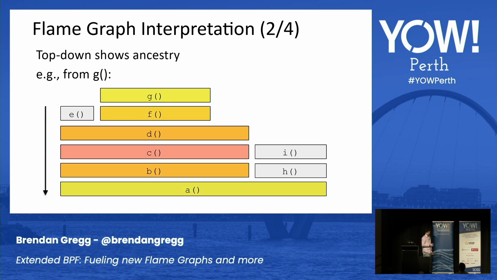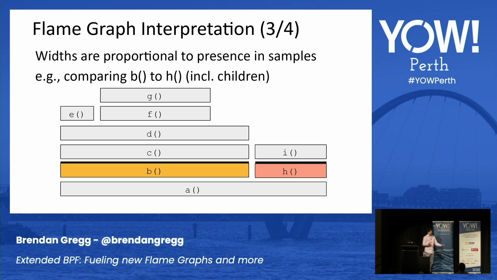Top down shows the ancestry. So G was called by F, was called by D, and so on. To understand a flame graph, you can compare the widths. So how much time is spent in B and its children versus H and its children? Looks like it's about 3 times more in B than H, like 75%, 25%, just visually. So you can make a lot of sense of a flame graph.